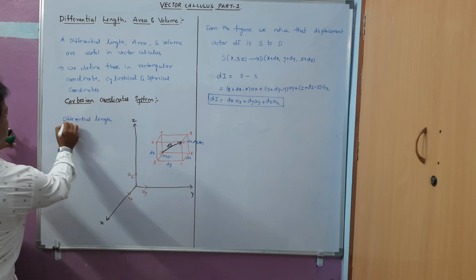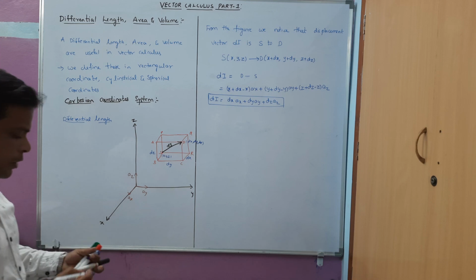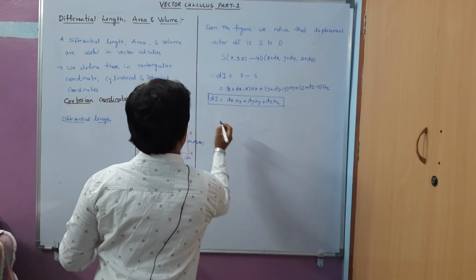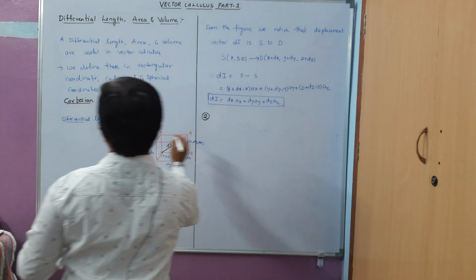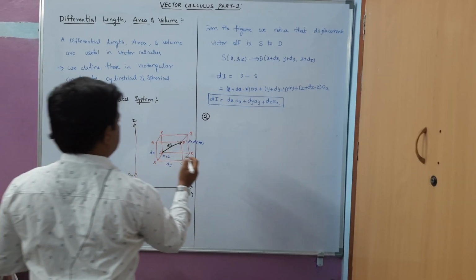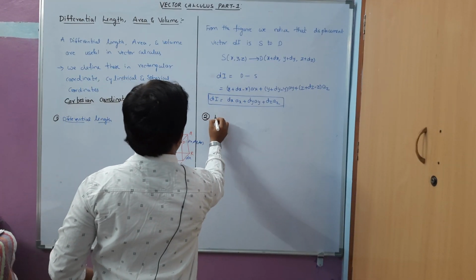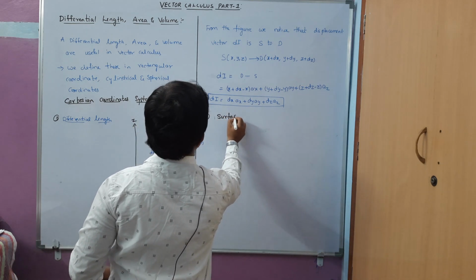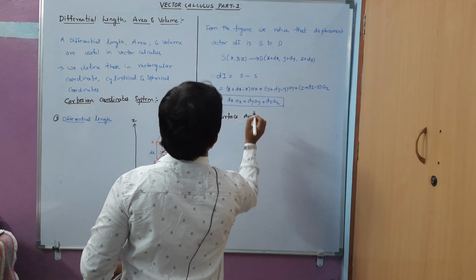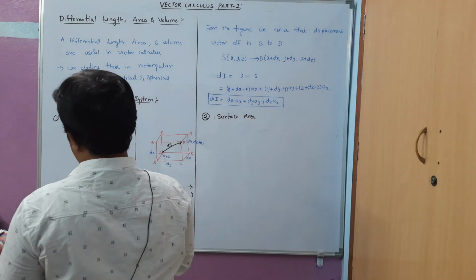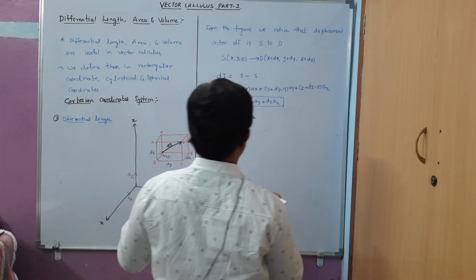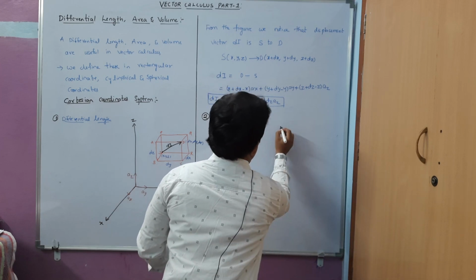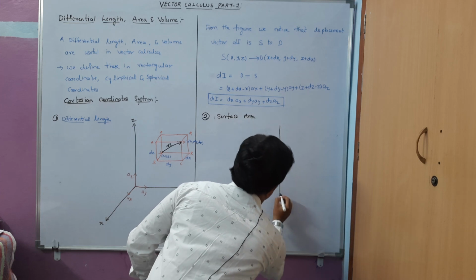Similarly we need to calculate the differential surface area, or differential normal surface. This is the second one, that is surface area or differential surface area we can say. In order to do that, again we need to take the diagram here. Let me draw the diagram so that it will be easy for us to understand what are the areas we have.